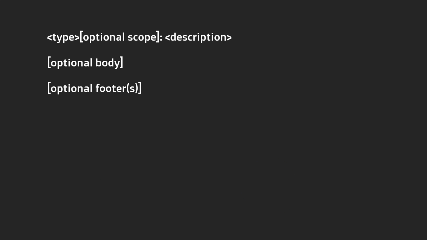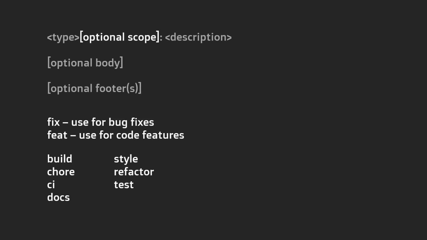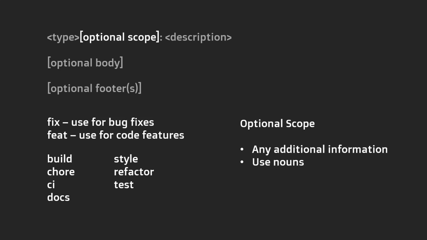When writing a commit, it really comes down to 5 parts. The first is the type. This is meant to communicate the intent of your change. The 2 most commonly used are fix, which is used for patching a bug, and feat, or feature, which is used for features in the codebase. You can really use any types you want, but the top recommended ones are build, chore, CI, docs, style, refactor, and test. With types, you can also optionally add a scope to provide additional contextual information.